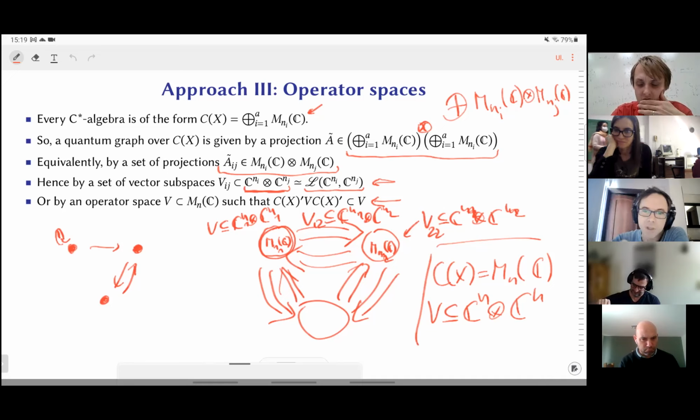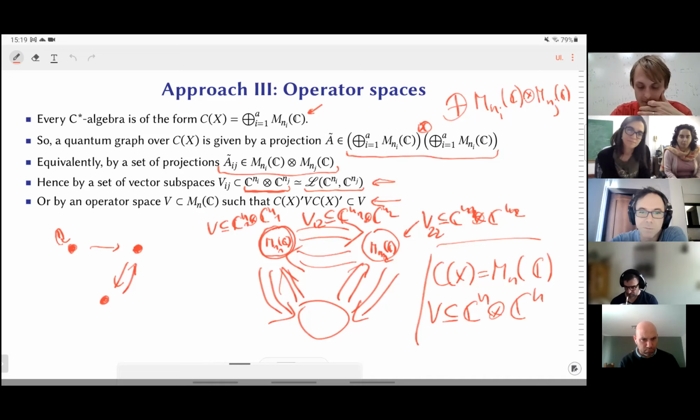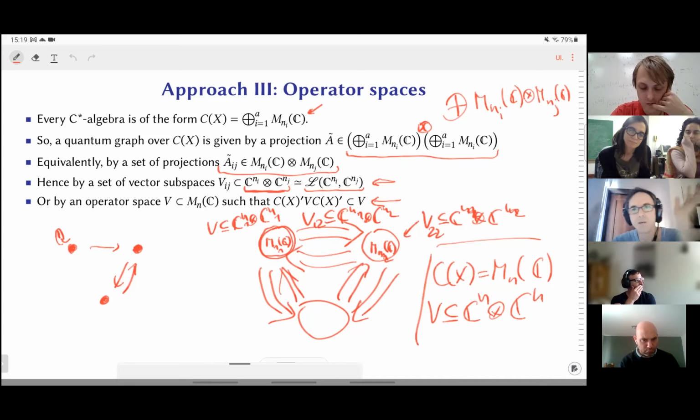So in this picture, it seems like a quantum graph is a graph, a usual graph, together with a labeling of matrices of some size on the vertices and the edges. Is it just a way of thinking, or is it really a formal way? Yeah, I'm not sure what is the good way to look at a quantum graph.